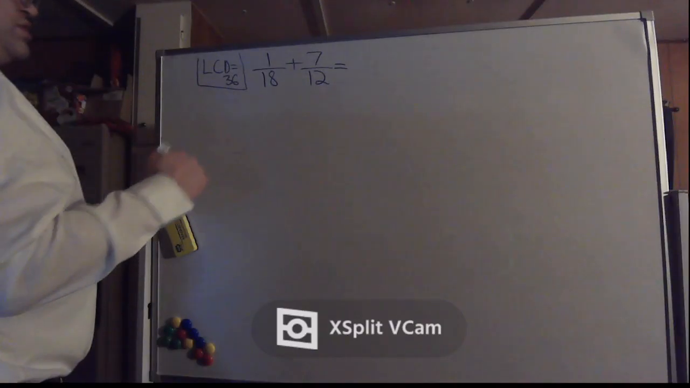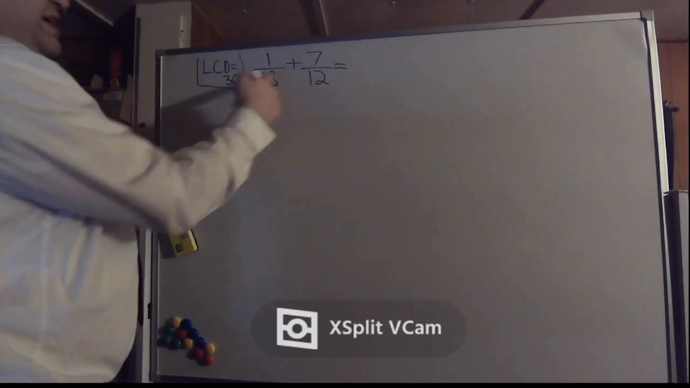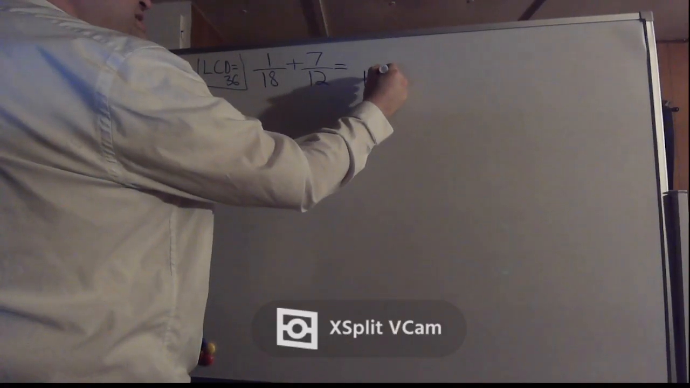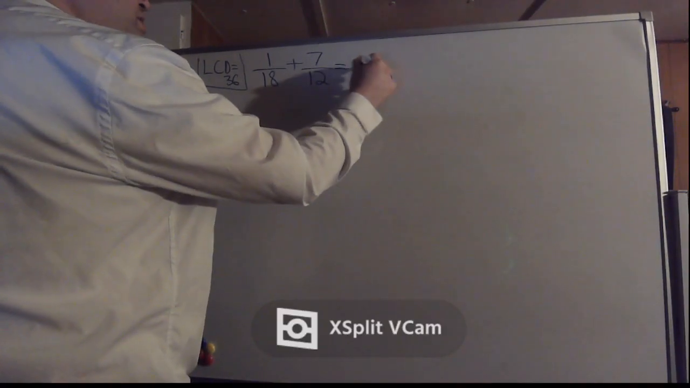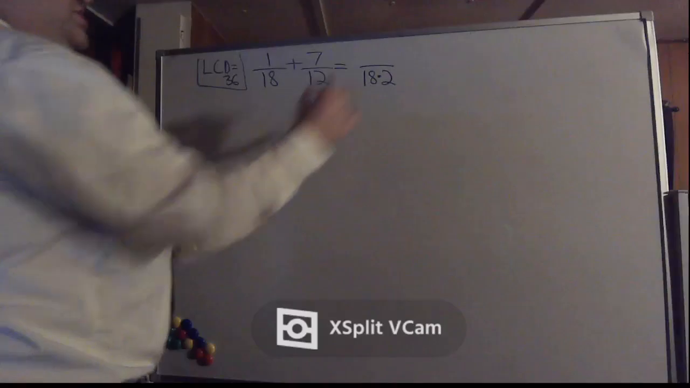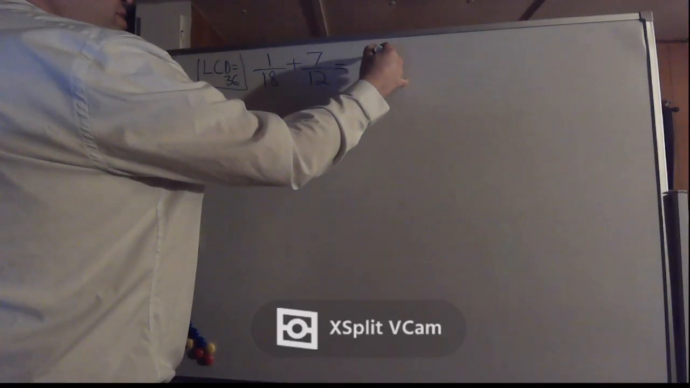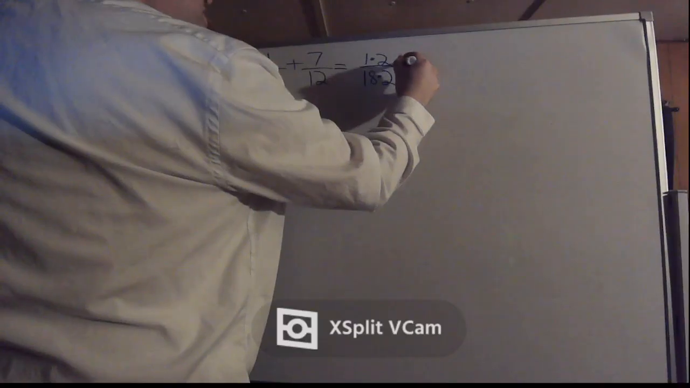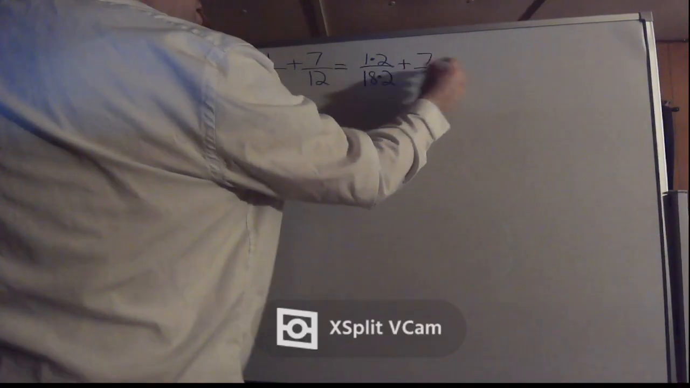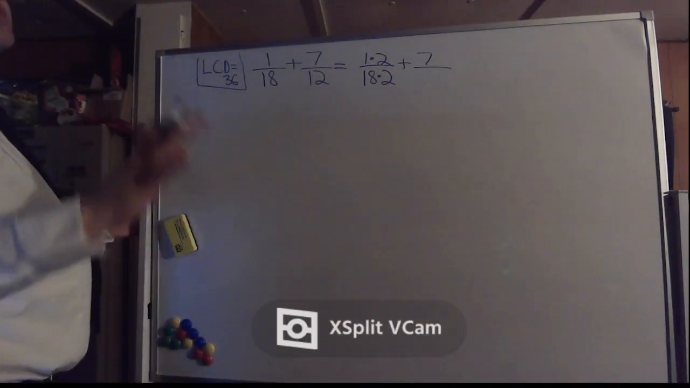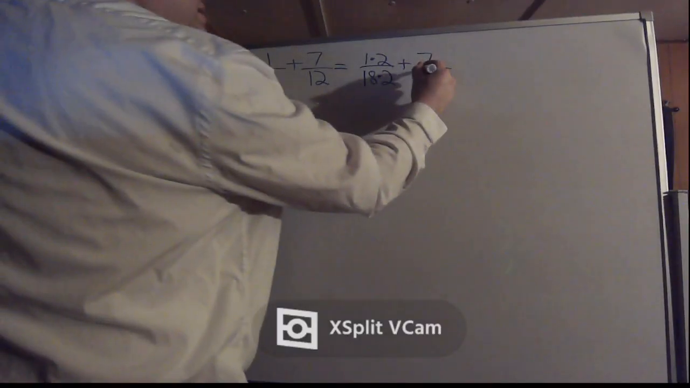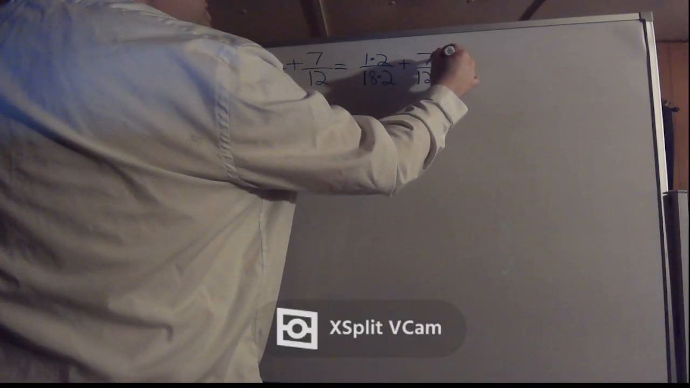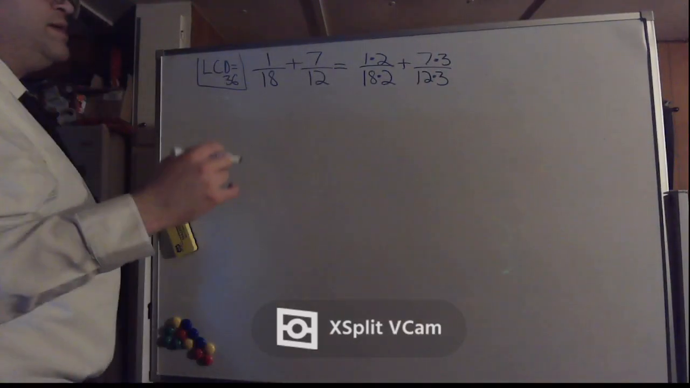So in order to turn 18 into 36, we have to multiply that by 2. So you're going to have 18 times 2 for your denominator. You'll have 1 times 2 for your numerator, since you have to do it to the numerator also. And then to deal with your 7 twelfths term, in order to turn 12 into 36, you have to multiply that by 3. So that'll be 12 times 3. That'll actually also be 7 times 3, since you have to do it to the numerator.